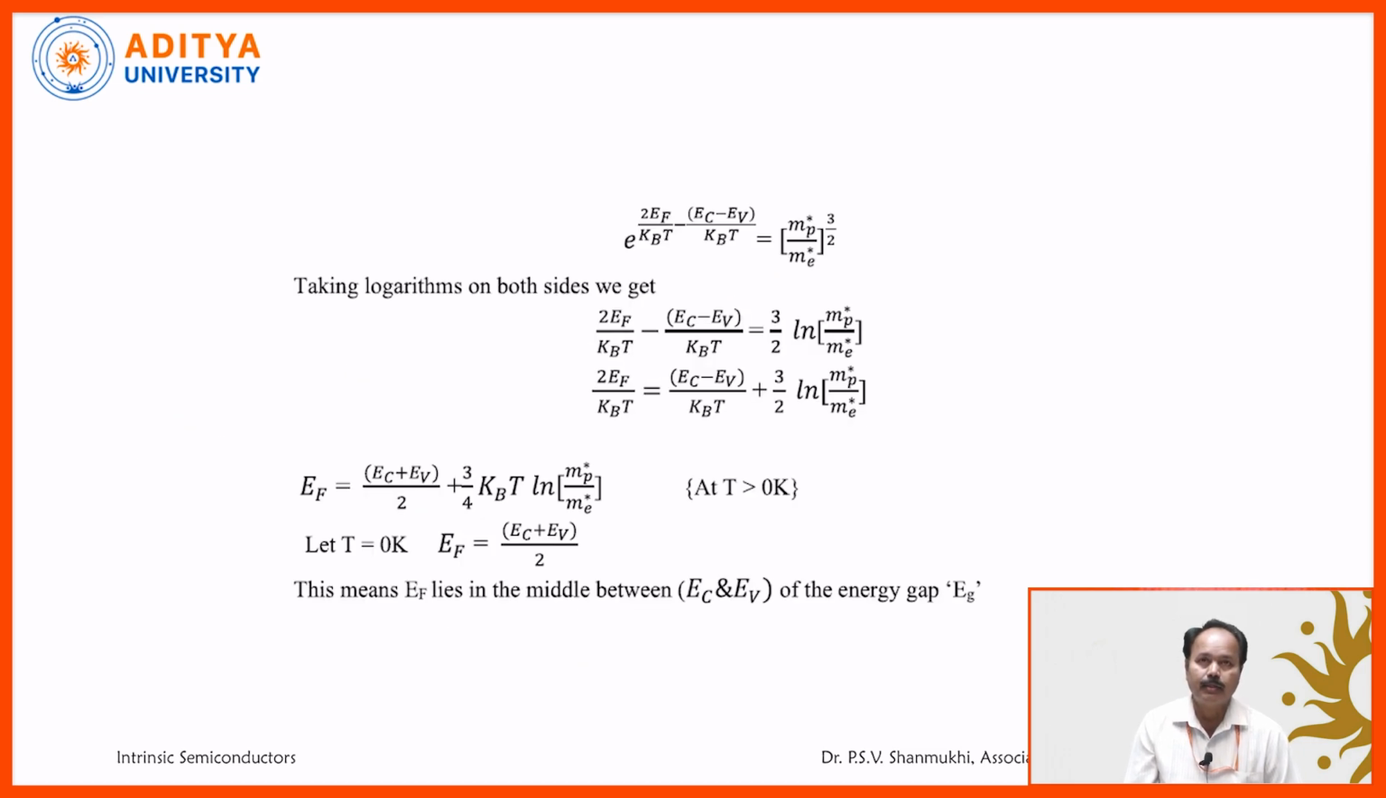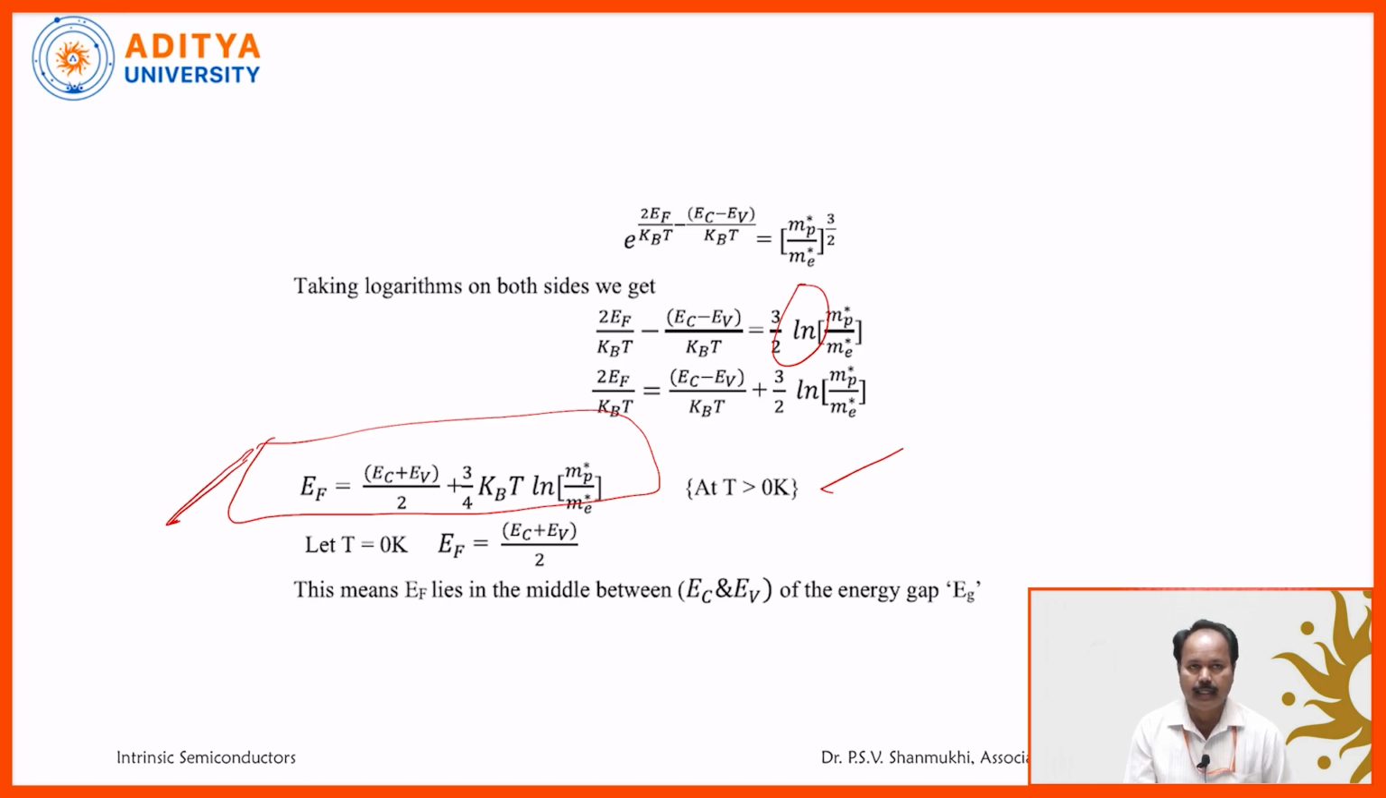Taking the logarithms, you will get ln, where ln means natural logarithm, log base e. So you will get Ef is equal to (Ec plus Ev) by 2 plus 3 by 4 kBT ln (mp star by me star) at any temperature T greater than 0 K. So this is the expression for the Fermi energy level at T greater than 0 degree Kelvin in an intrinsic semiconductor. Suppose let us take T is equal to 0 K.